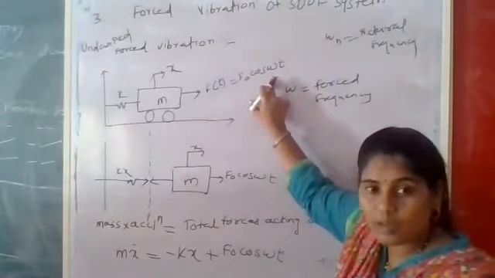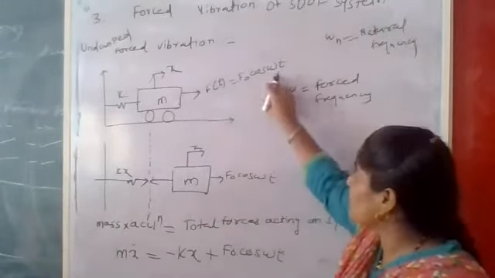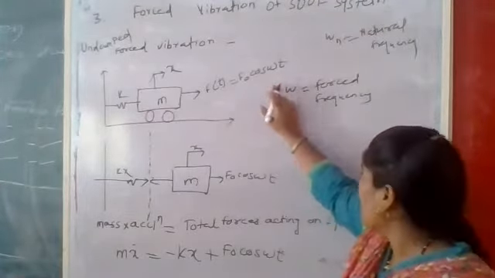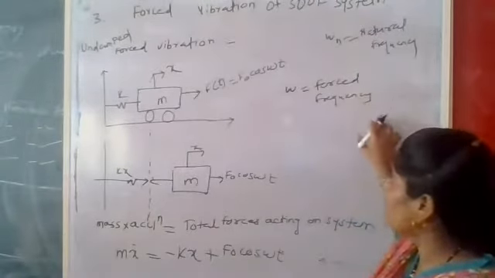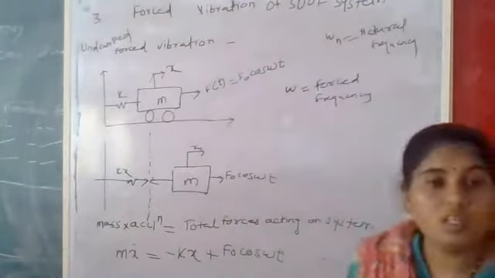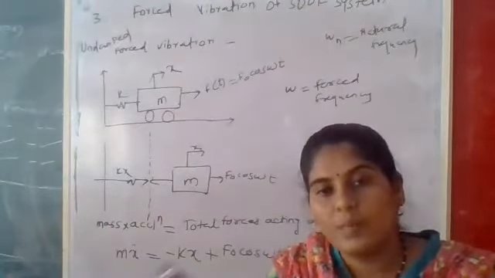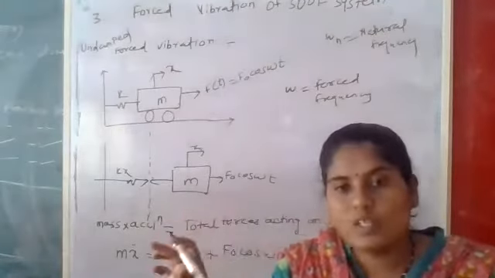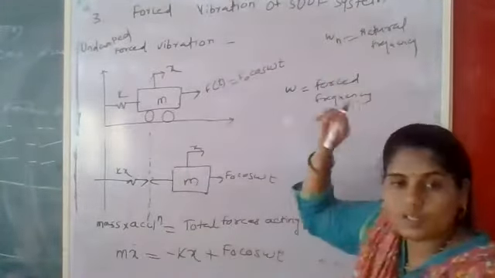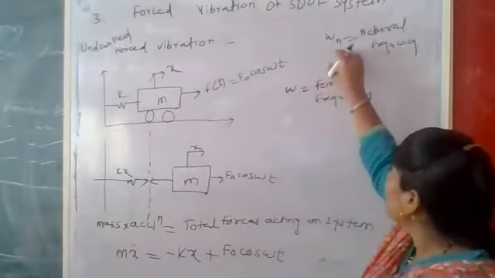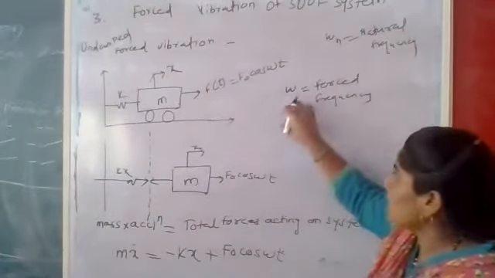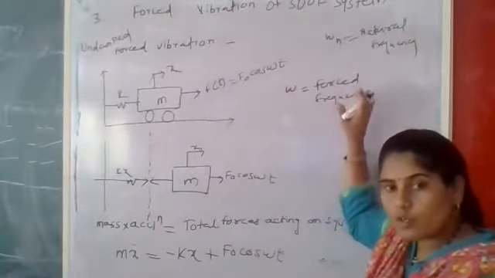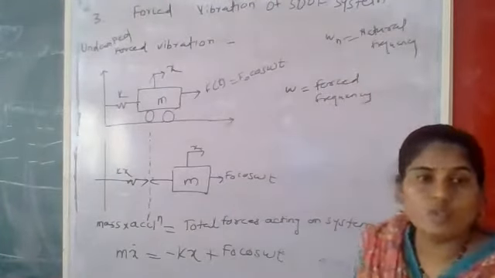Why is it known as the forced frequency? Because this frequency is produced by the external force. So this frequency is known as the forced frequency, and omega n is for the steady state. In the last derivation we have seen only the omega n, because the natural frequency is produced in the steady state. So you can see the difference: omega n is the natural frequency and omega is the forced frequency. If a force is present, whatever frequency is produced because of this force is known as the forced frequency.